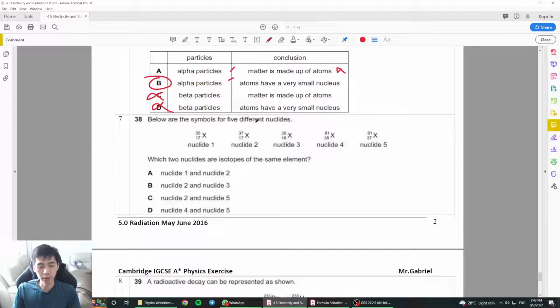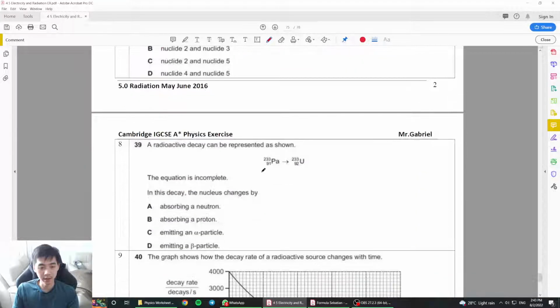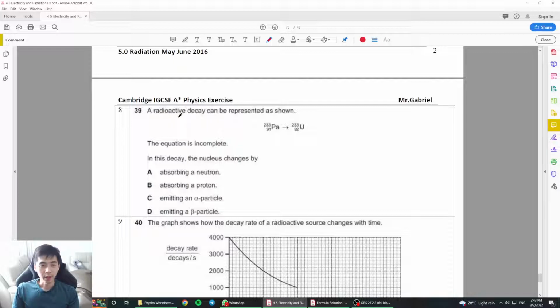Below are the symbols for 5 different nuclei. Okay, isotope, and no more. Which two are the same element? Same proton, different neutrons, right? So obviously A is the answer here. A radioactive decay can be presented as shown. The equation is incomplete. This decay must definitely be a beta emission, right? Because if you add the 0, -1 here, it'll be 91 minus 1, which will give you 92, right?